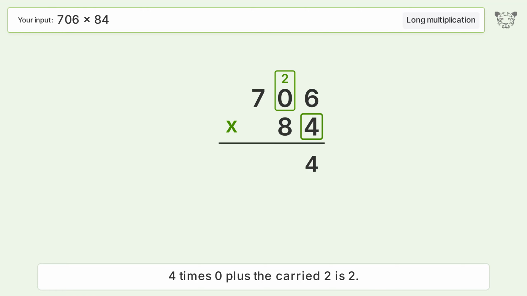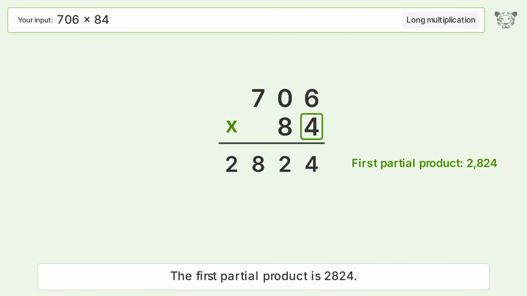4 times 0 plus the carried 2 is 2. 4 times 7 is 28. The first partial product is 2,824.